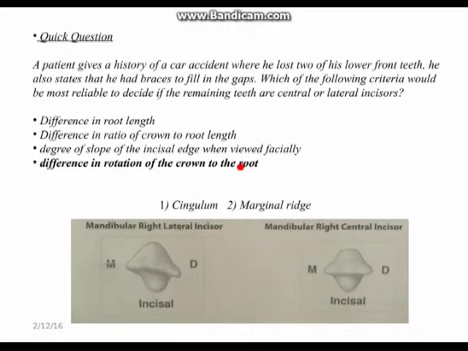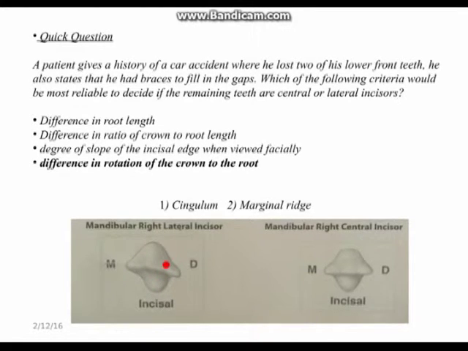Difference in rotation of the crown to the root. Remember how we discussed it? We discussed two things over here. Remember two things about the mandibular laterals. The cingulum, remember how we talked about it was centered or off-centered? And you have the marginal ridge. The marginal ridge of the central incisors are equal to each other, while in the lateral incisors, the distal marginal ridge is shorter than the mesial marginal ridge. As you can see here, due to the rotation of the cingulum, as it's off-centered to the distal.